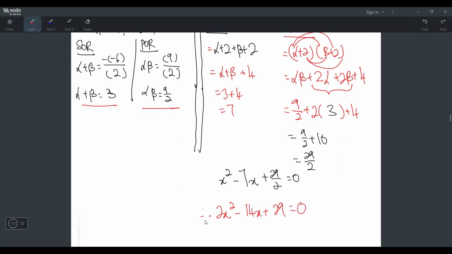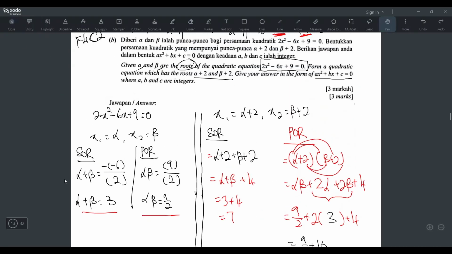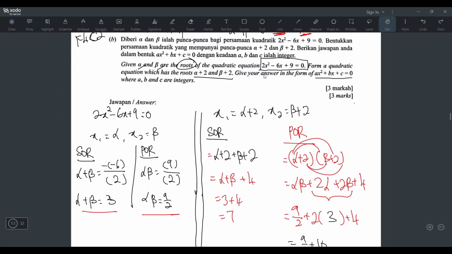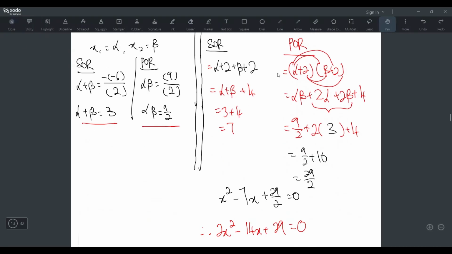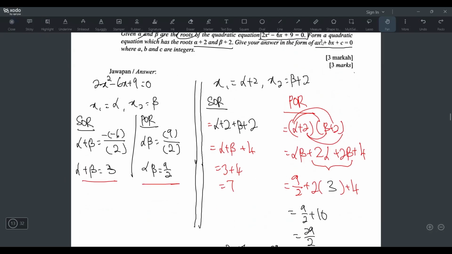This is the final answer, right? So what does the question say? Form a quadratic equation, give your answer in this form. So that's the answer. It's already in this form, A, B, C, where A, B, C are integers.